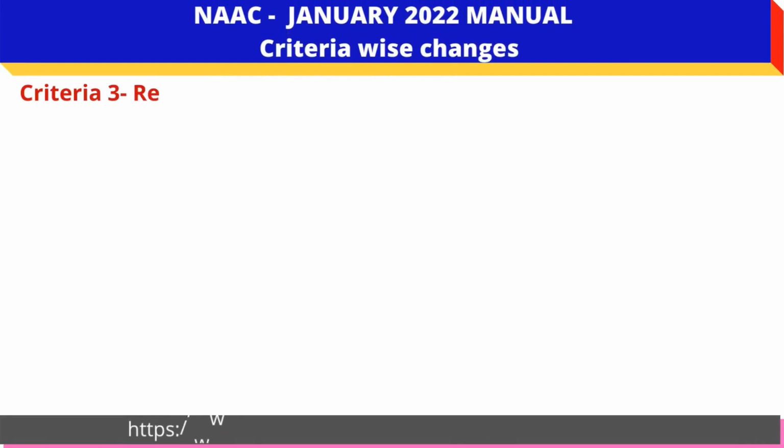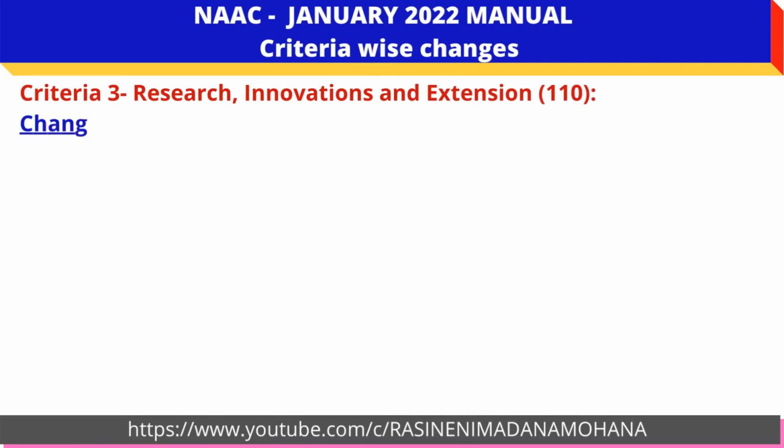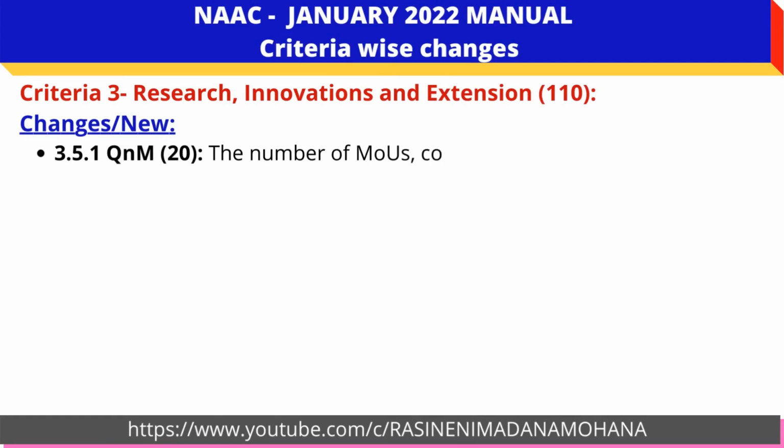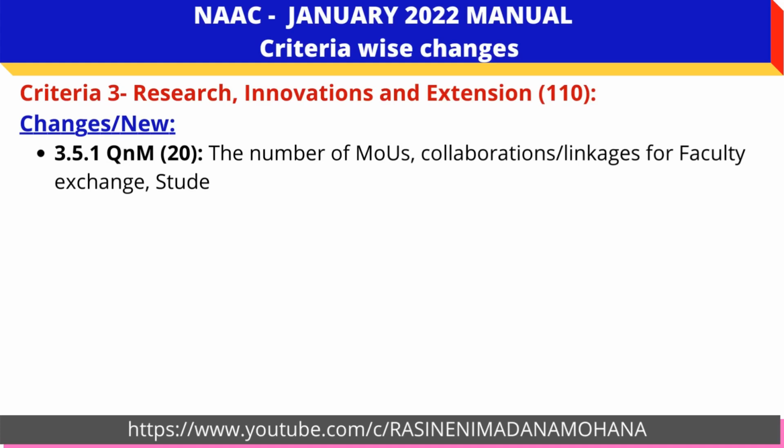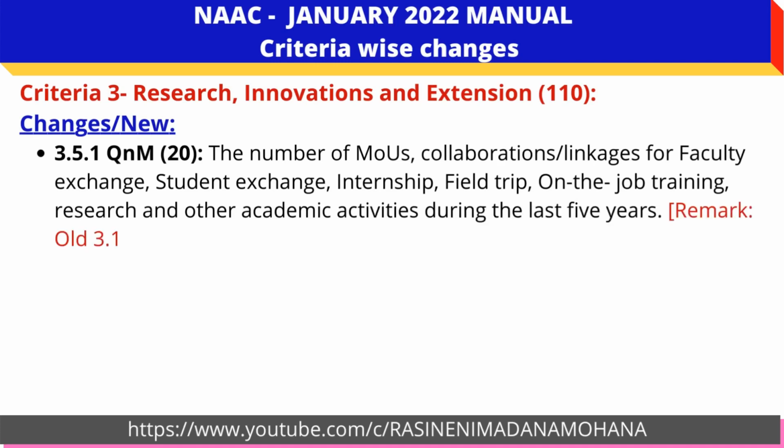Then coming to the next metric, 3.5.1. Quantitative metric, total weightage is 20. Earlier, we had 3.5.1, collaboration or linkages for faculty, student, internship, field, on the job training, etc., 10 weightage. Then 3.5.2, that is functional MOUs. Now both are merged into a single metric, that is 3.5.1, with total weightage 20. So all functional MOUs and collaboration or linkages for faculty exchange and student exchange are combined. This is the change here.